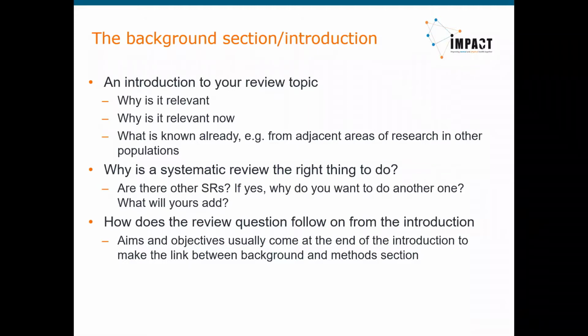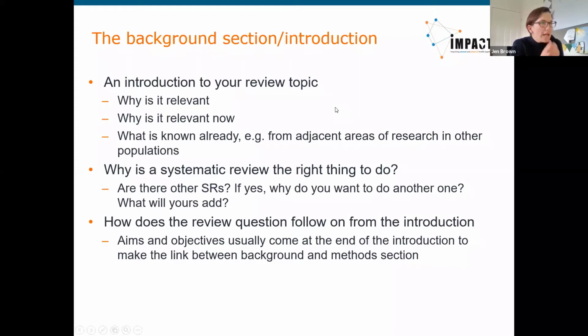Jen said that you need to pick a question that addresses an important equipoise question, i.e. you don't know whether this intervention works or not. But you don't just randomly start reviewing evidence for any old intervention. You need to have some justification for picking that intervention. What are the likely mechanisms of action, for example?